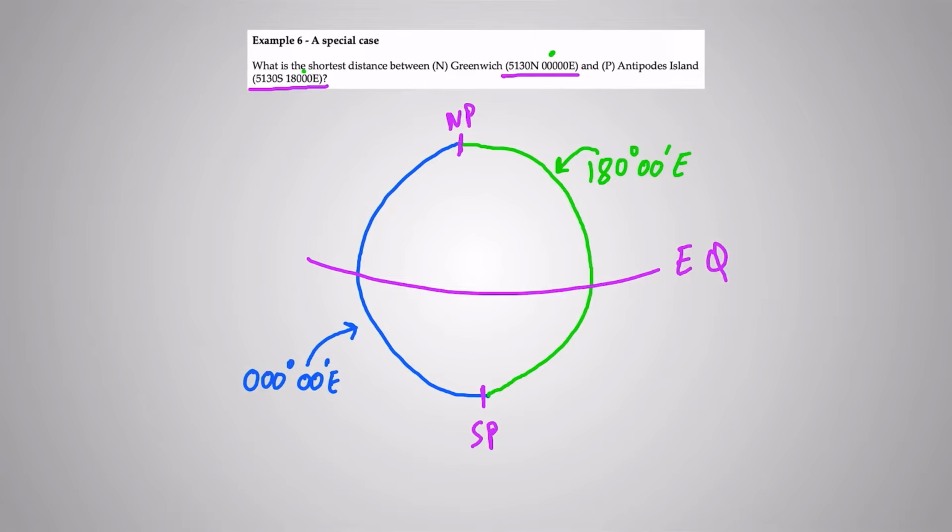Perfect. So if I look at the first place, it is at 51 degrees 30 minutes north and on the 0 degree east longitude. So it will be on the blue line at 51 degree north. The next point P is at 51 degrees 30 south but on the green line, which is 180 degree east longitude.